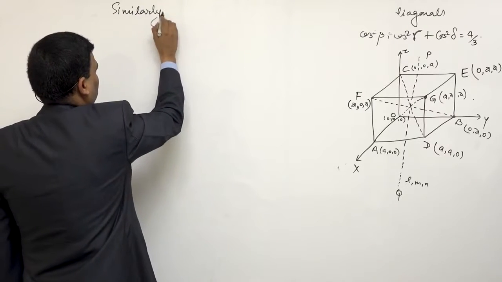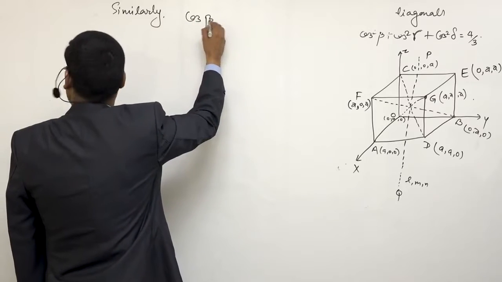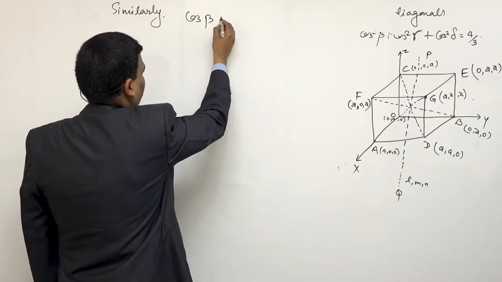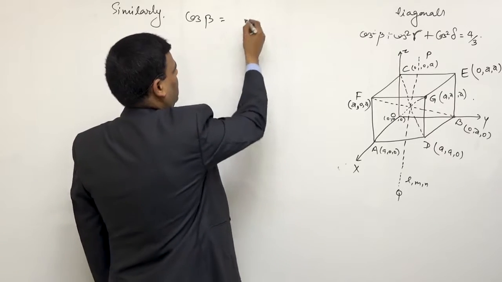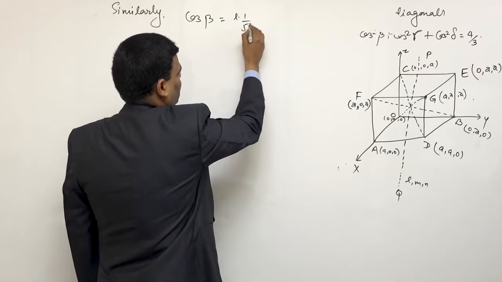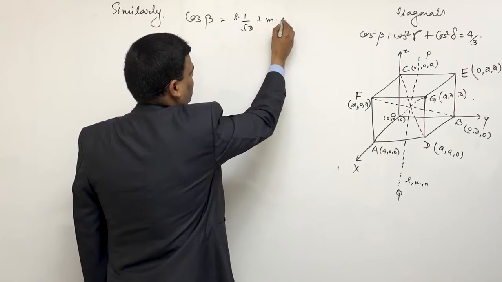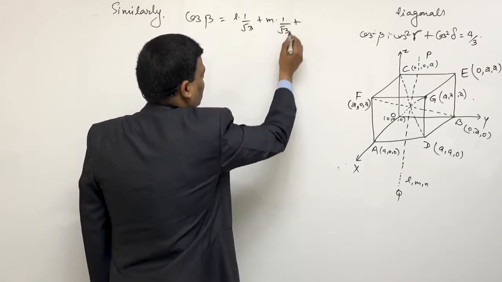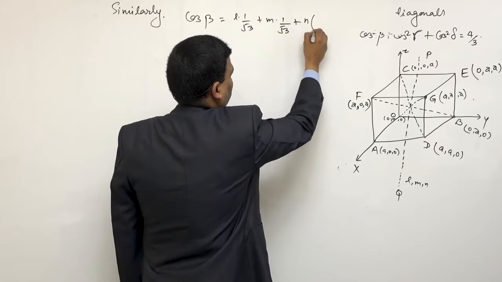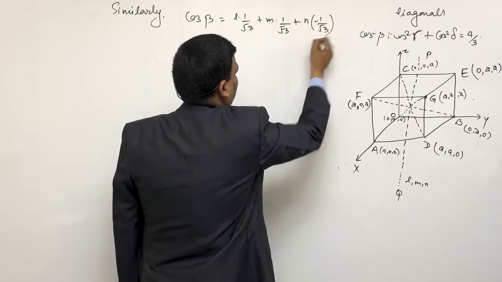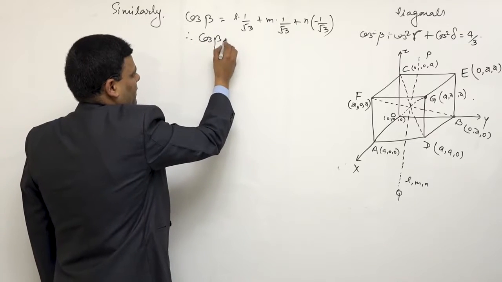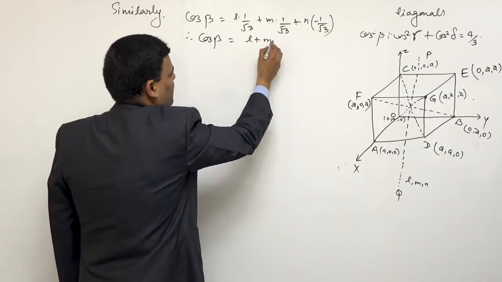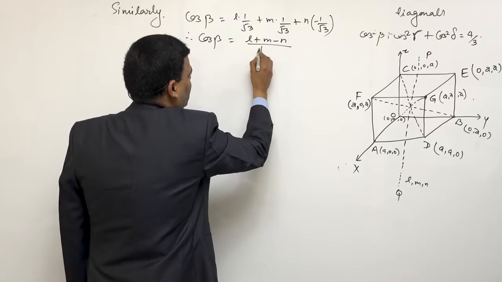Similarly, cos beta equals L into 1 by root 3 plus M into 1 by root 3 plus N into minus 1 by root 3. On simplification yields cos beta equals L plus M minus N upon root 3.